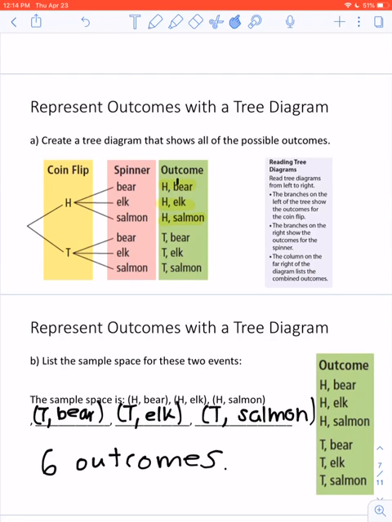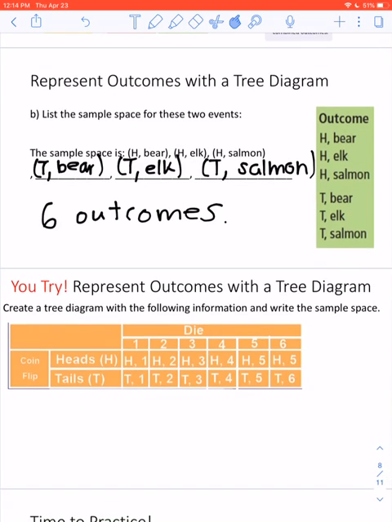So guys, next, you are going to do a you try. I have given you a table this time, but I want you to use this table to see if you can come up with a tree diagram from it. So pause the video now, give it a try, and then come back and see if you figured it out.